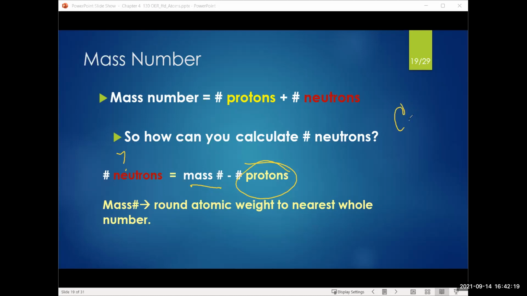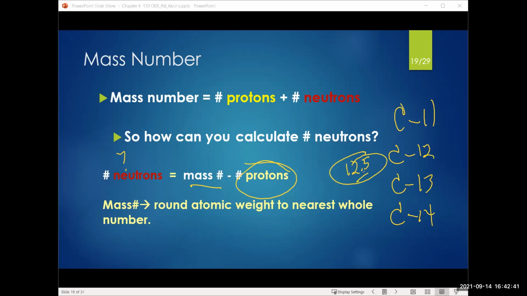I'm just going to say the symbol carbon 11, carbon 12, carbon 13, carbon 14. Now, if I was going to average these numbers out, 11, 12, 13, and 14, we're going to add those numbers up, divide by 4. My average would be about 12 and a half, right? All right. Well, here's the thing.